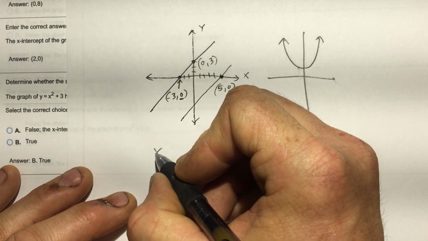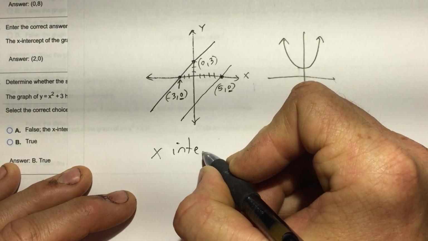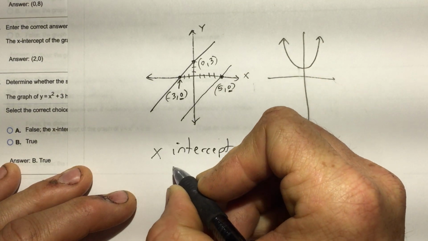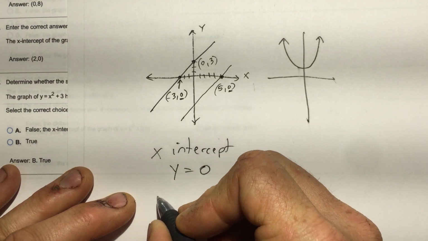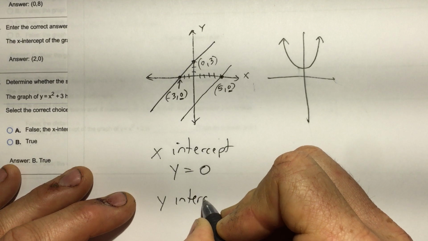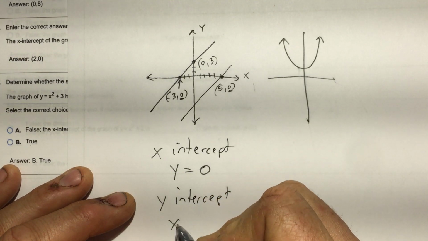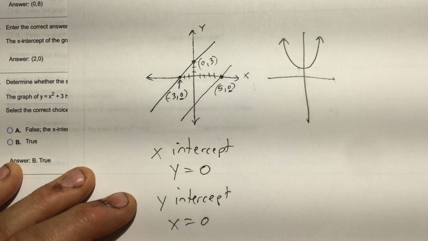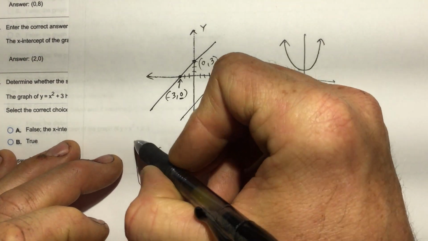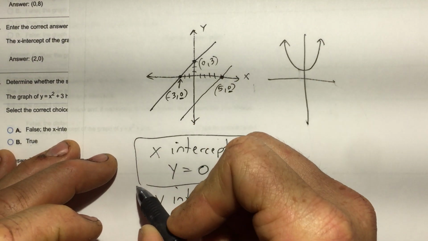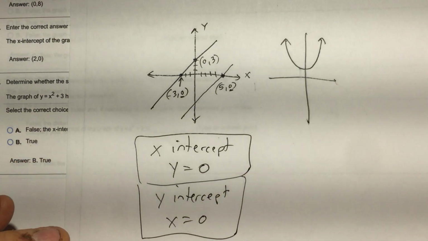So a thing to know: for your x-intercept, y equals 0. And for your y-intercept, x always equals 0. So for your x-intercept, y is always 0, and for your y-intercept, x is always 0.